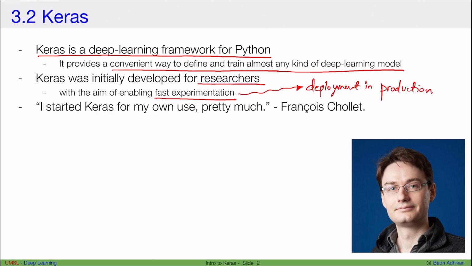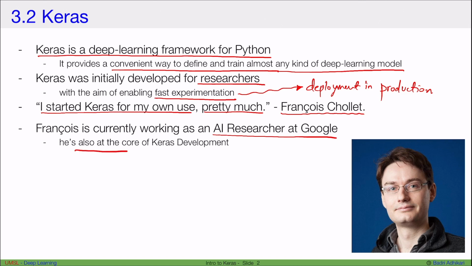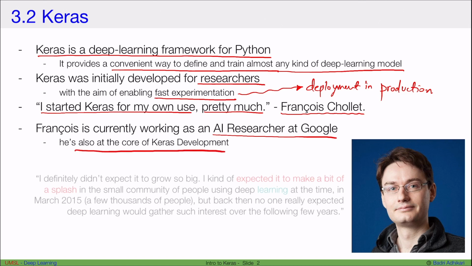The person who developed Keras, now I can't pronounce his name very clearly, Francois Chollet, said, I started Keras for my own use, pretty much. That's where he started. He's a really brilliant person. You can watch some additional interviews that I have in the links in the course syllabus. And Francois is currently working as an AI researcher at Google, and he's also at the core of Keras development.